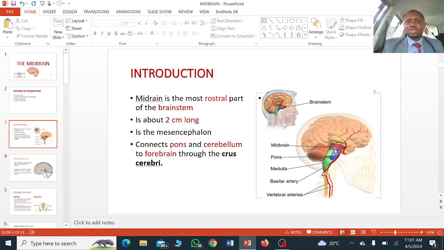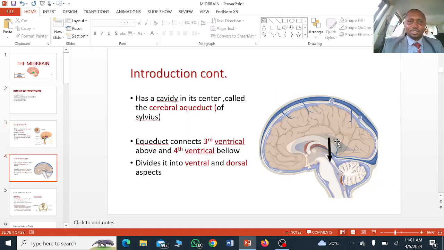It is forming the rostral part of the brainstem, and it is just about 2 centimeters long. The embryonic derivative is the mesencephalon, and it connects the pons down here to the cerebrum via the crus cerebri, as we shall see in the details.